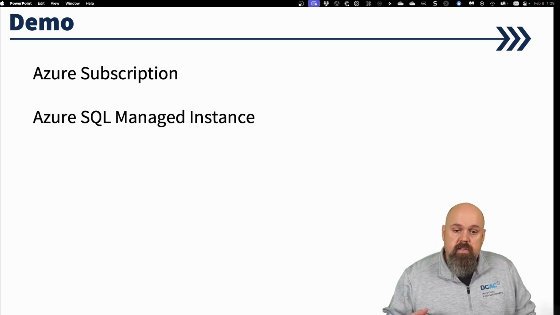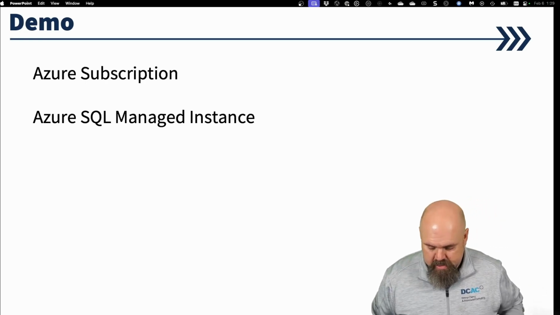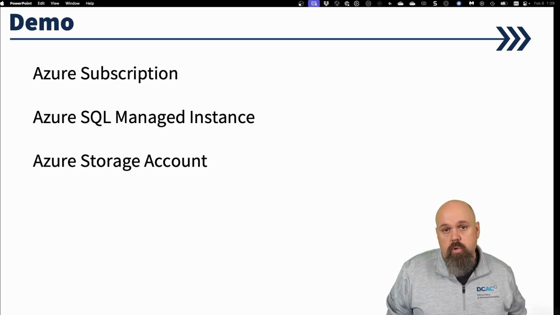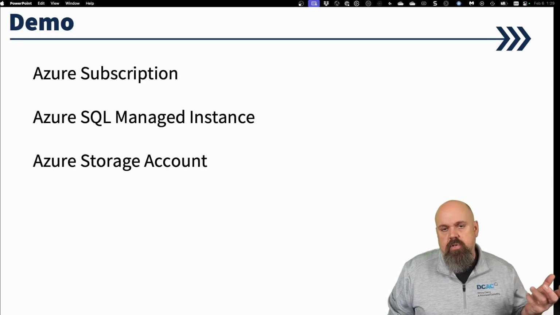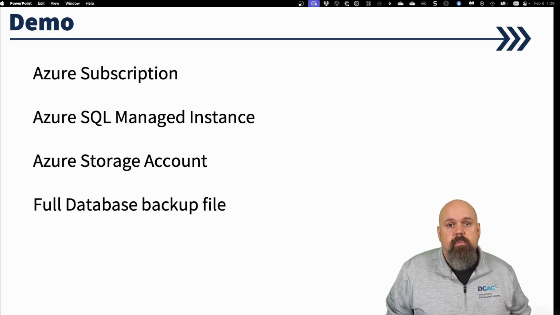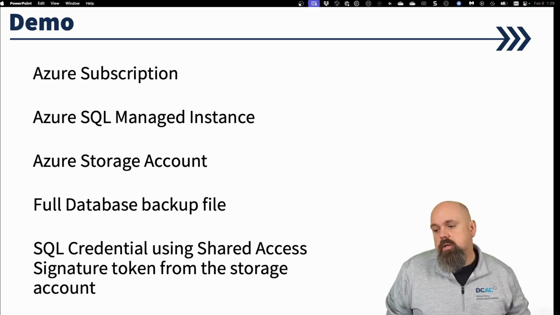We need a managed instance. Back in the day, managed instance used to take several hours to build. They're getting a lot better and might take 30 minutes to an hour. But obviously, if we're going to migrate to a managed instance, we've got to have one to go to. We need a storage account, because we're going to configure the storage account to talk to managed instance so that the managed instance can actually restore a backup file. We need a backup file. So we've got to have a database that we are going to migrate to Azure SQL Managed Instance, so we have that backup file to actually do the restore.